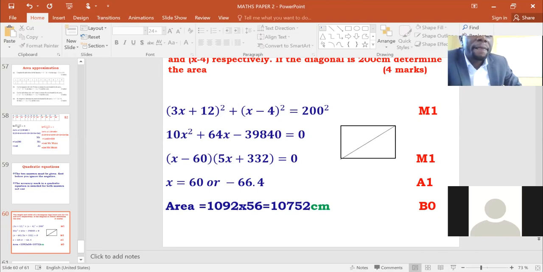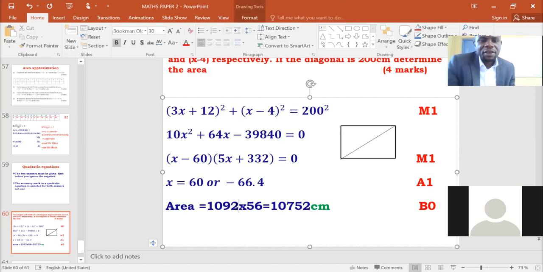Who can tell me why? Yes? Very good. There's a 1092. Three times 60, 180 plus 12. Oh, there's some problem with the working there. What is the answer for the length, 3x plus 12? 192. Thank you. So there's an error there.